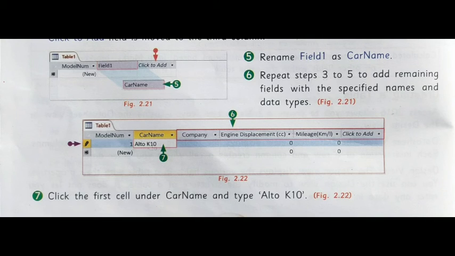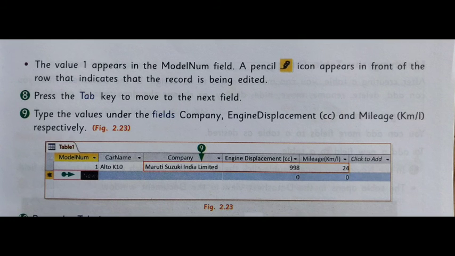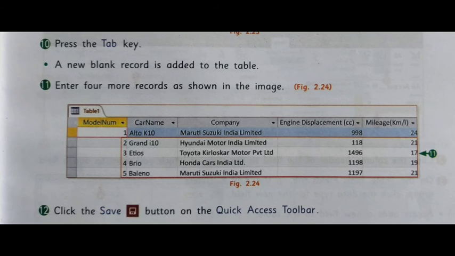Then repeat steps 3 to 5 to add the remaining fields with the specified names and data types. Now click the first cell under Car Name and type Alto K10. The value 1 appears in the Model Number field. A pencil icon appears in front of the row, which indicates that the record is being edited. Now press the Tab key to move to the next field. Type the values under the fields Company, Engine Displacement, and Mileage respectively. Then press the Tab key. A new blank record is added to the table.